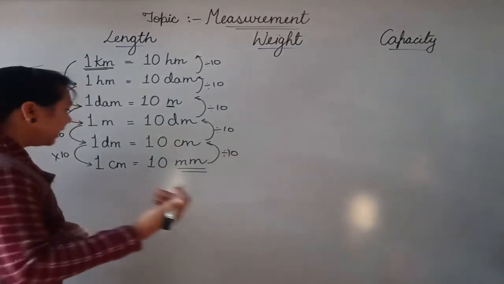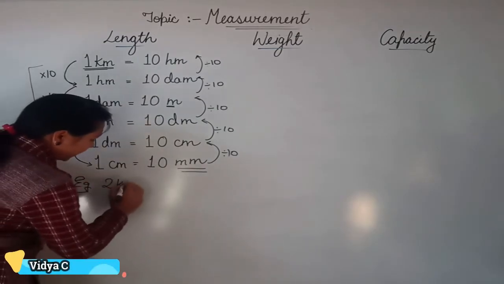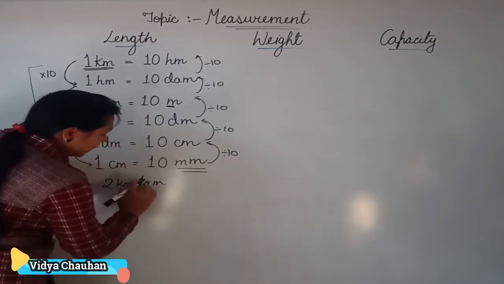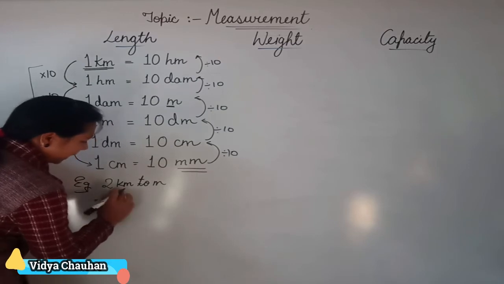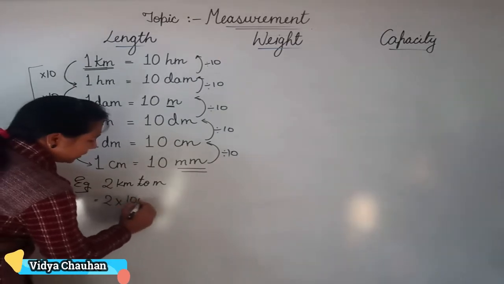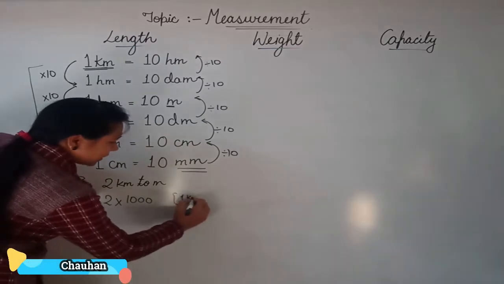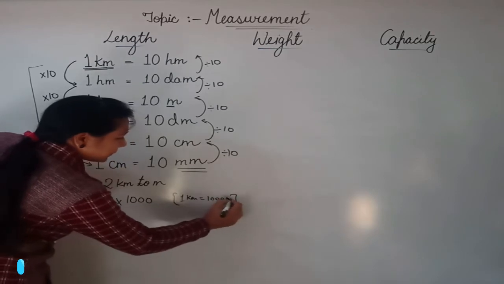So in that case, suppose 2 kilometers is given and it is said that you have to convert 2 kilometers to meter. What I will do is multiply 2 with 1000. Why? Because 1 kilometer is actually equal to 1000 meter.